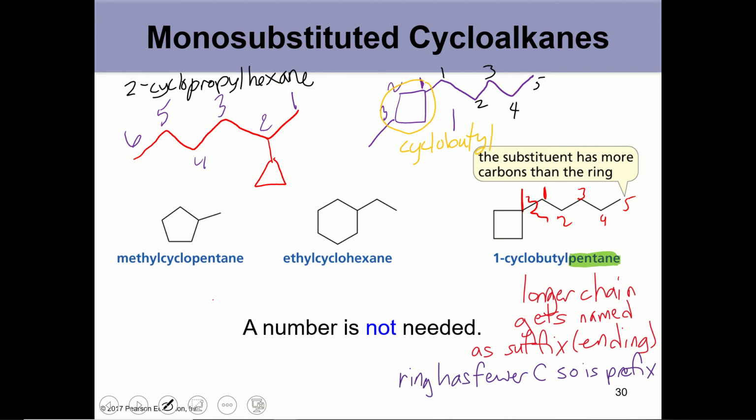And if carbon 1 of the cyclobutyl is always the carbon bonded to the main chain, then the substituent on the cyclobutyl is at carbon 3, and that is a 1-carbon group, so it is 3-methyl cyclobutyl. Then you have to put that in parentheses and state that it is at 1-pentane.